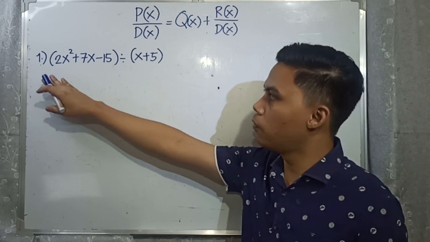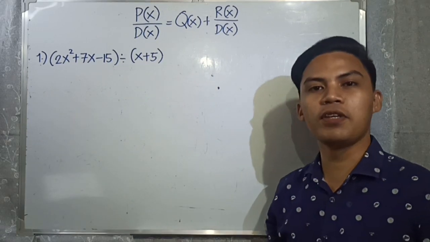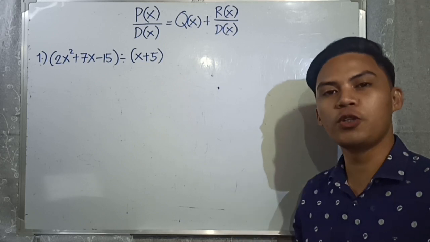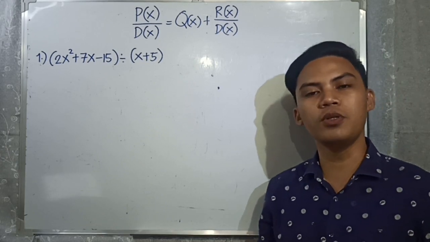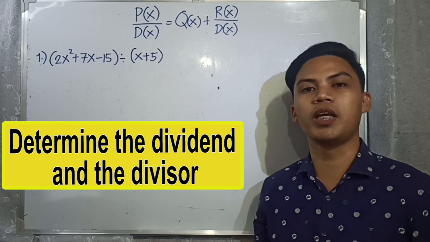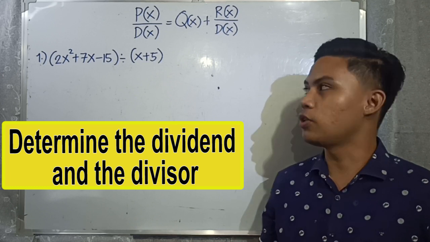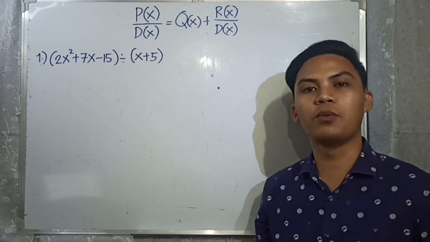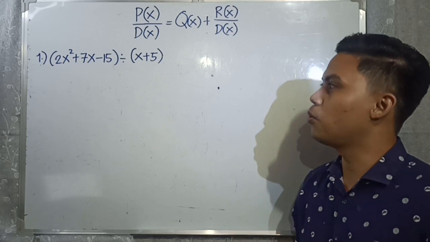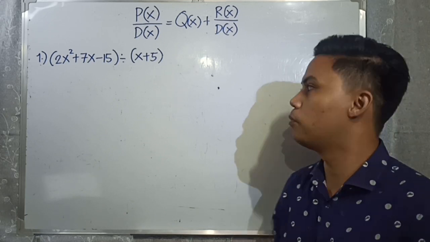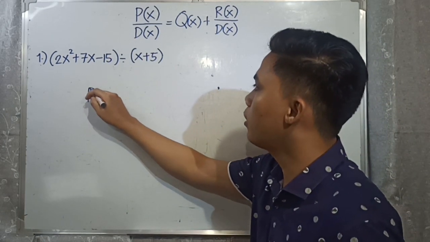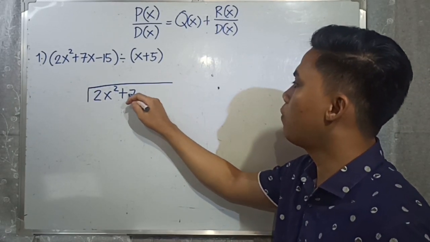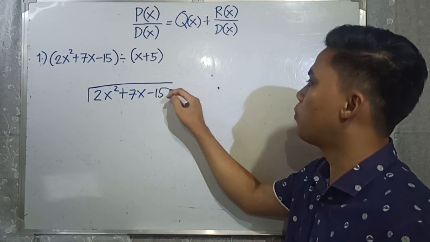So let us say we have 2x squared plus 7x minus 15 divided by x plus 5. So ano yung first na step na gagawin natin? Una, aalamin natin kung sino yung dividend at sino naman yung divisor. So in this case, we have 2x squared plus 7x minus 15. That would be our dividend. Okay. Isusulat natin ngayon yung dividend natin sa loob ng symbol natin. So we have 2x squared plus 7x minus 15.